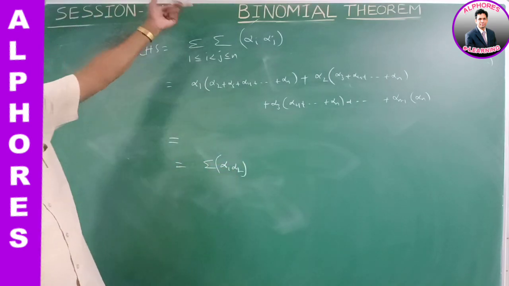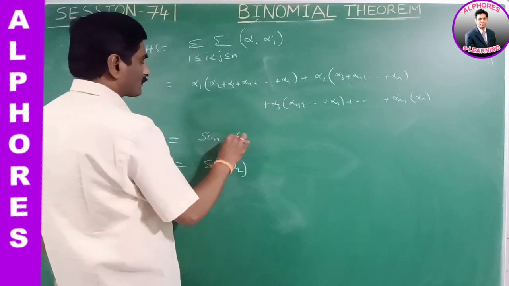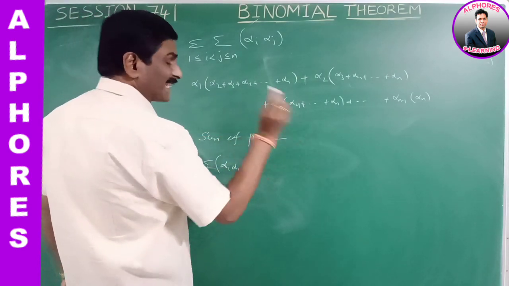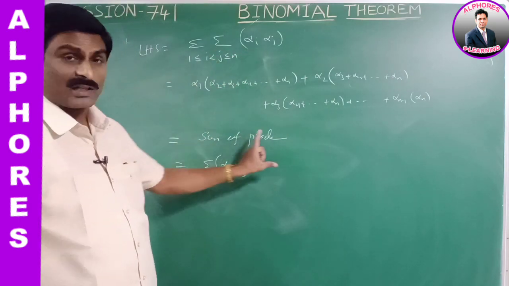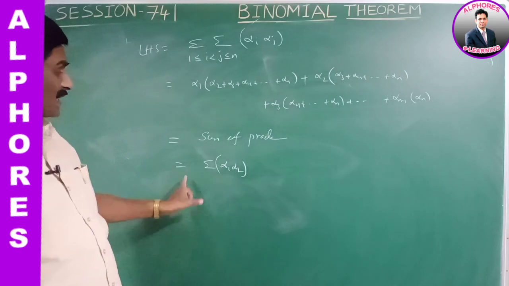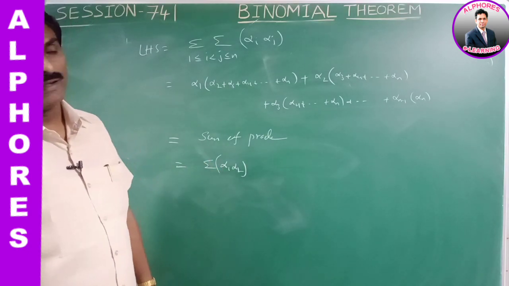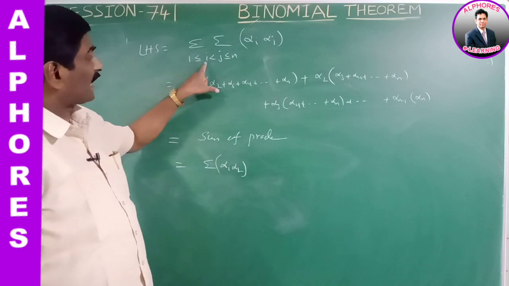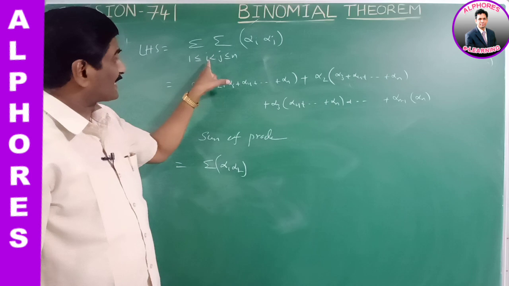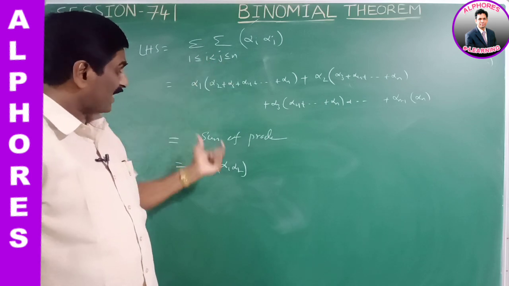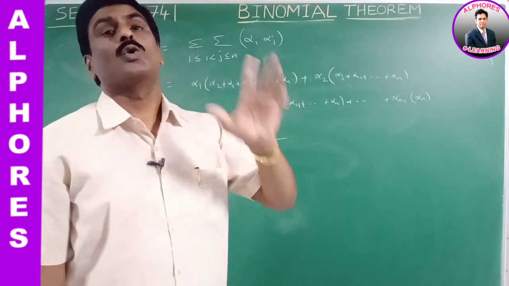We reduce the double sigma into single sigma. It is nothing but sum of product of values taken 2 at a time. Please write this value. It is nothing but sum of the product of the values taking 2 at a time. That is equal to sigma alpha 1 alpha 2. Very, very, very important. Okay. Double sigma notation, 1 less than or equal to I less than j less than or equal to n, alpha suffix I into alpha suffix j, I less than j, that value is nothing but sigma alpha 1 alpha 2. Sum of the product of the values taking 2 at a time.